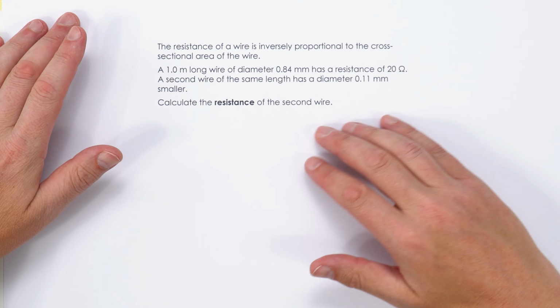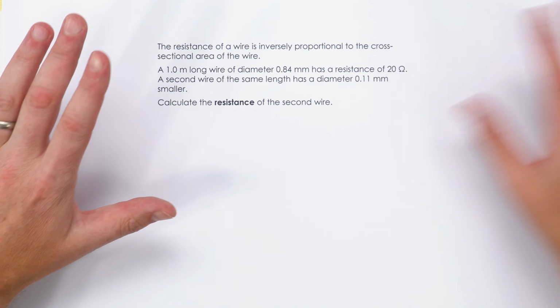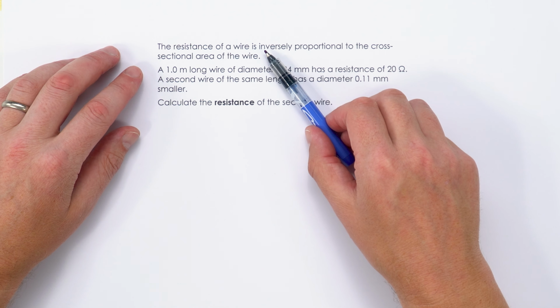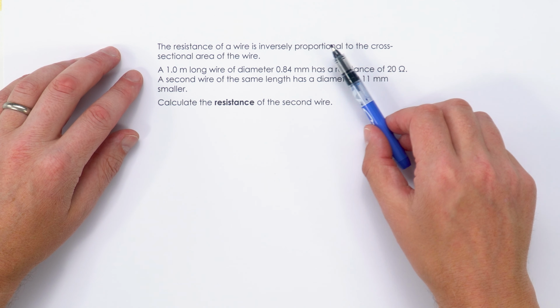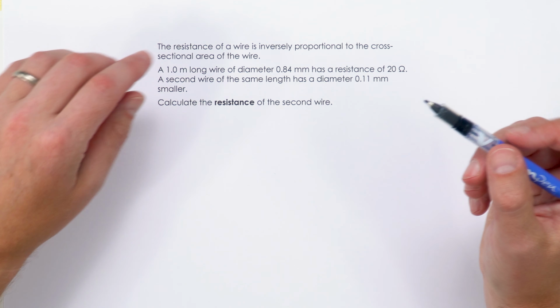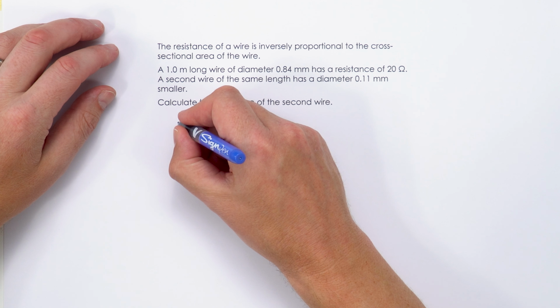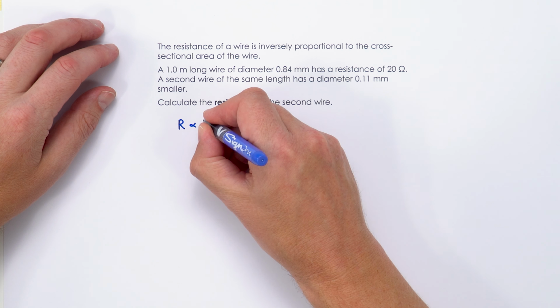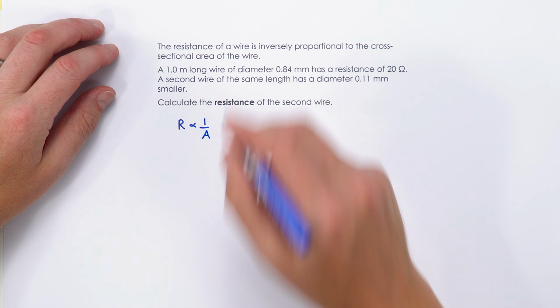You need to know about the cross-sectional area of a circle in order to have a go at this worked example. So what I have here at first glance looks like quite a lot of information, but it's not too bad. First of all, it says that the resistance of a wire is inversely proportional to the cross-sectional area of the wire. So we can take that whole sentence and basically just write it as R is proportional to 1 over A. That's all it's saying.